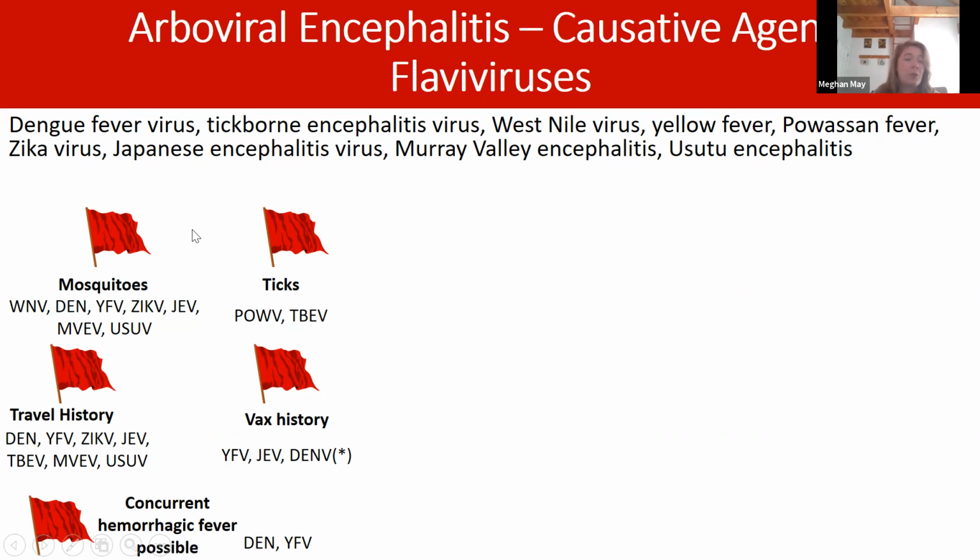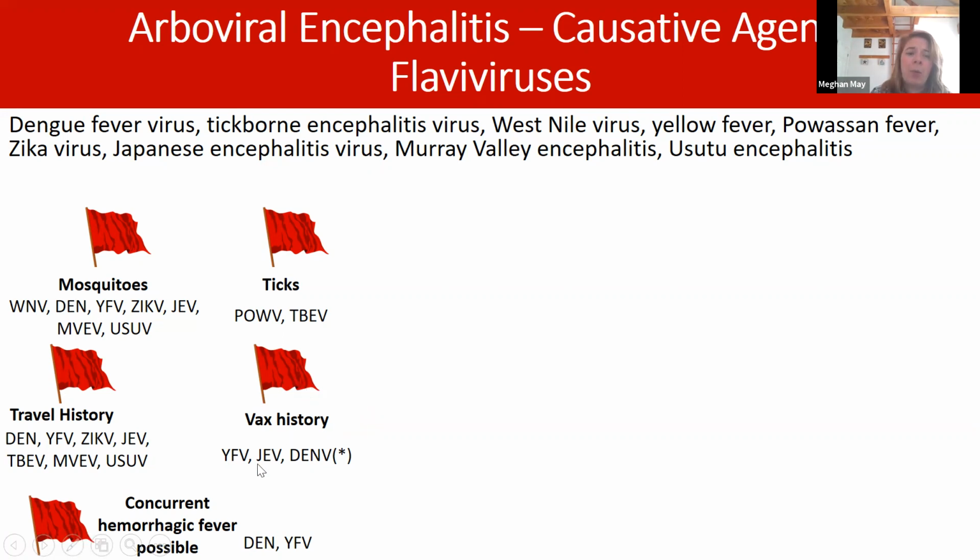All right, I've tried to put these into buckets to help with studying. So everybody on this slide, except Powassan and tick-borne encephalitis, are transmitted by mosquitoes. The only two that are transmitted by ticks are Powassan and TBEV, tick-borne encephalitis virus, which is very conveniently named. Travel history is going to be important for several of these. And of course, you can imagine there are a bunch of maps that I'm going to show you in a second.